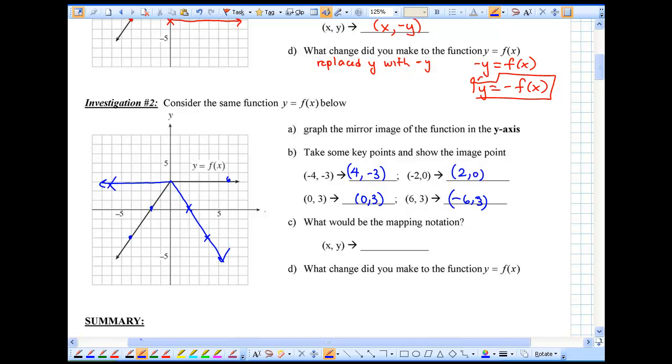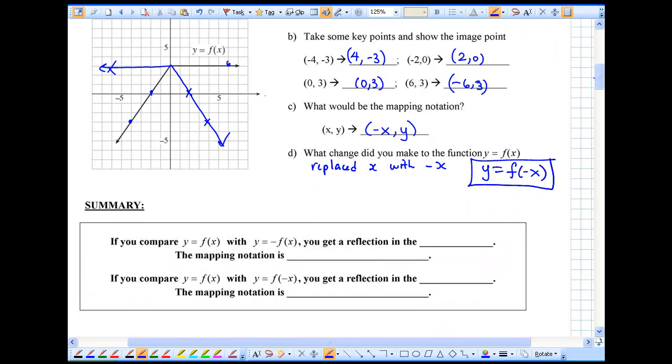What happened with the mapping notation in this case? Well, we seem to have changed the x value. We kept the y value the same. So therefore, what we did was we replaced x with -x, so that the function notation becomes y equals f of -x. And this is how we show that something is reflected in the y-axis.